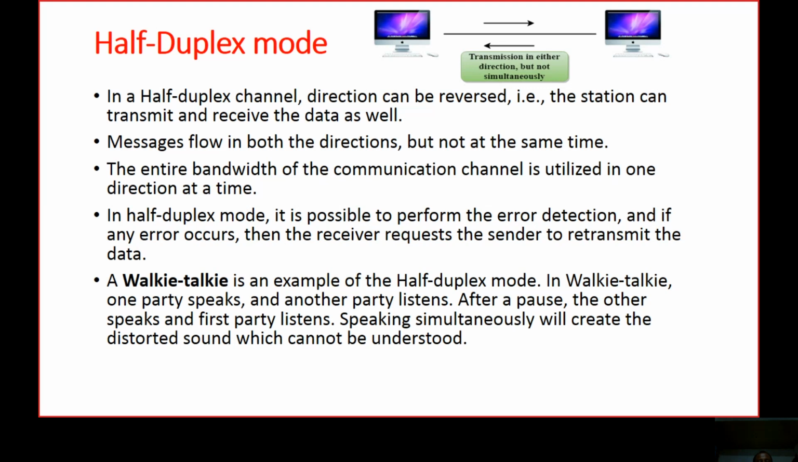In half duplex mode, as you see in the picture, the direction can be reversed. The station can transmit and receive data as well. Messages flow in both directions, but not at the same time. So we can send and receive, but not at the same time. In half duplex mode it is possible to perform error detection, and if an error occurs, the receiver requests the sender to retransmit the data. An example is a walkie-talkie.